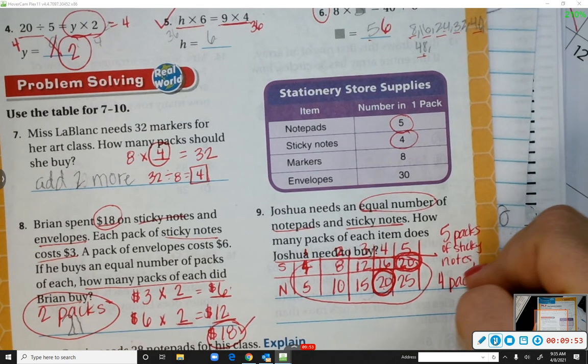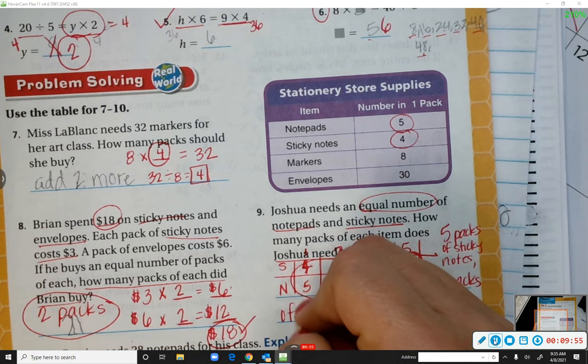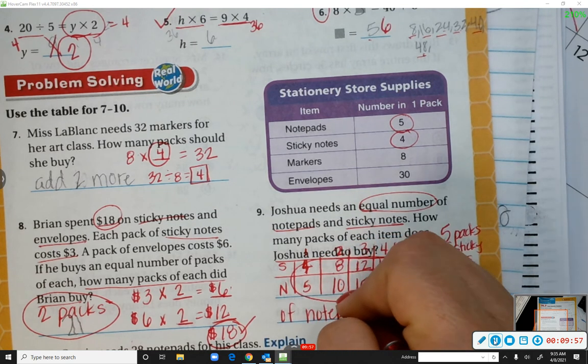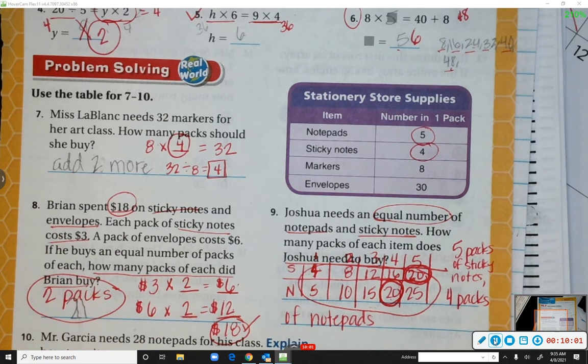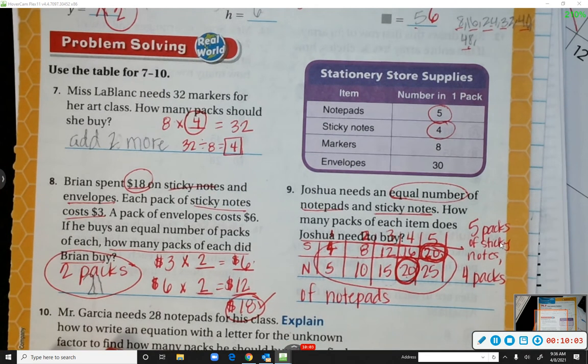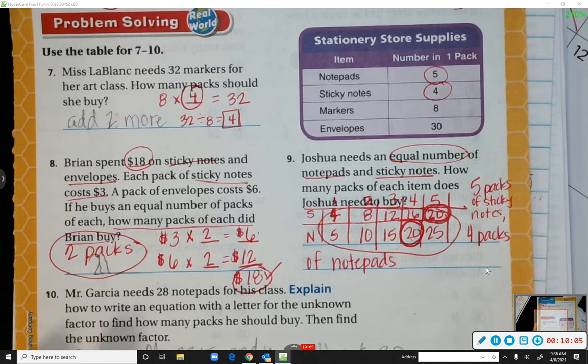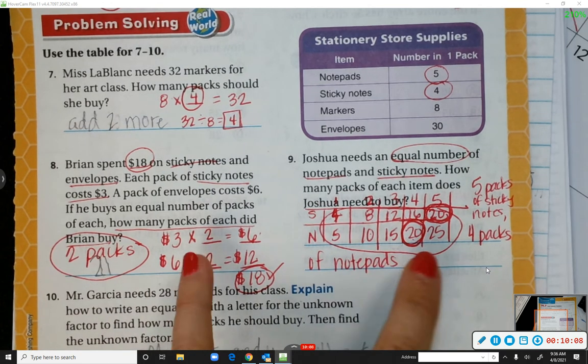Okay, so see how setting up a table like this helped us. Okay, any questions on that one? That one, these two are probably the hardest on the paper.